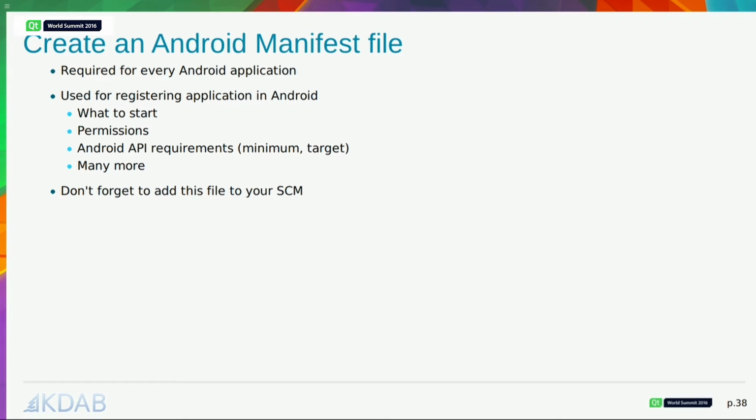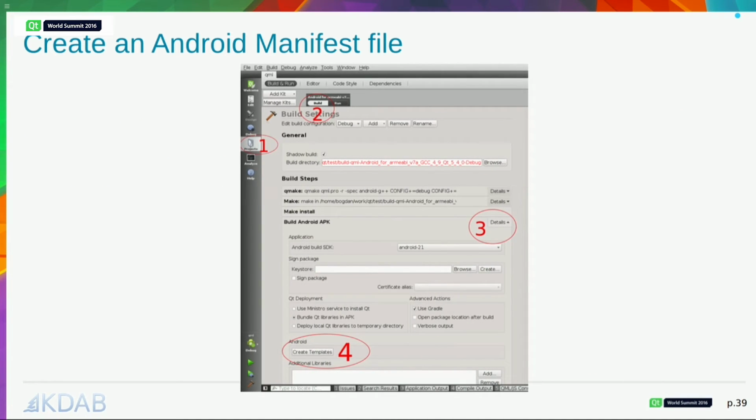So it's required for every Android application, and it's used to register what activity to start, permissions, minimum and target API versions, and many, many other things. After you create the Android manifest file, make sure you add it to your Git repository or whatever source control management you are using. To create an Android manifest file, it's easy. First, you need to open the Projects perspective. Make sure you are on the Build tab. Expand Build Android APK, and here you have the Create Templates button.